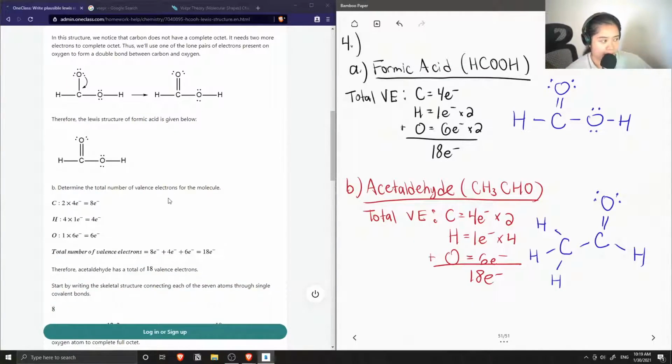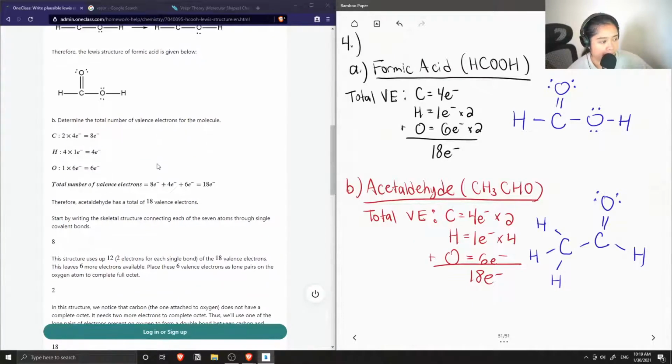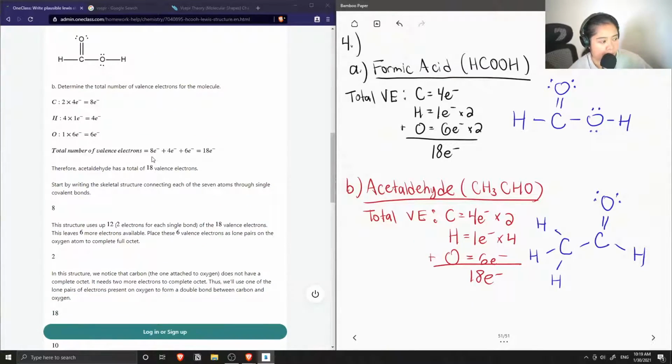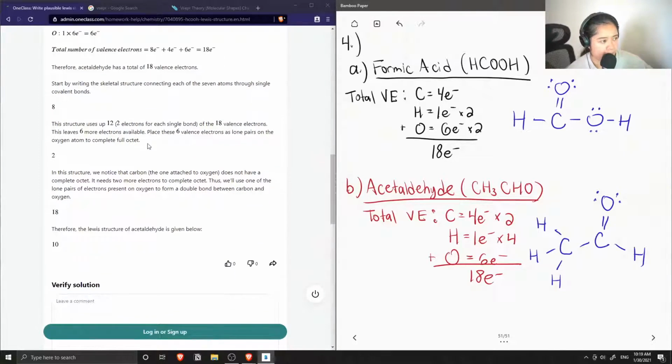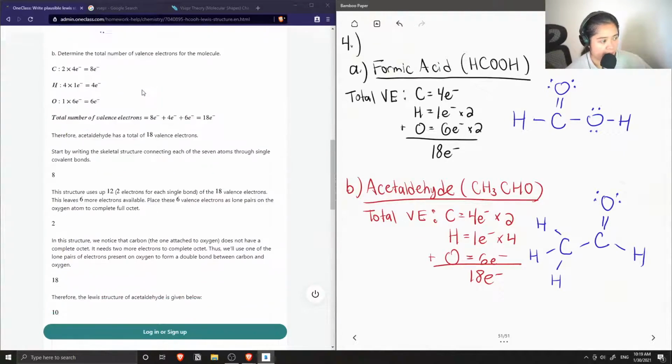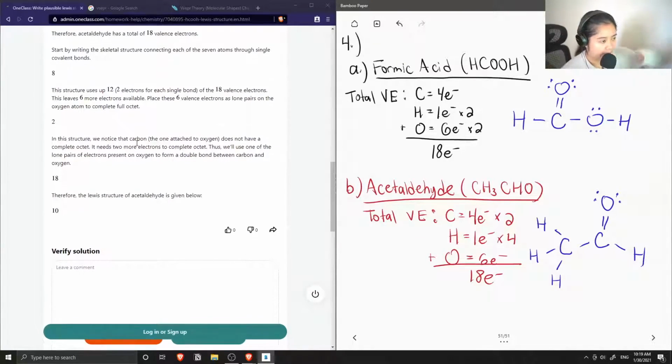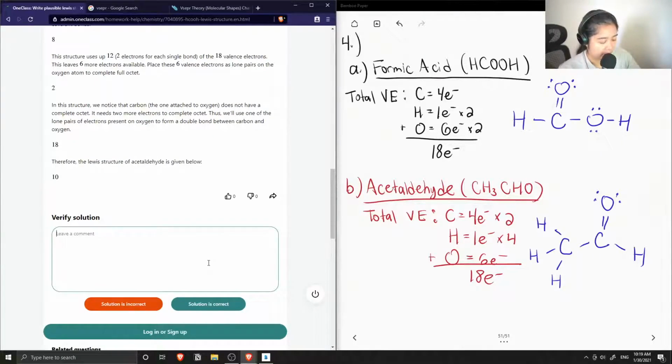Okay, so they got the same Lewis structure. And then for part B, they also got 18 electrons. And the skeletal structure doesn't seem to be showing up, but they still kind of explained correctly what the answer should be. So I'm just going to say this solution is correct. And then in brackets, there may be some issue in loading final answer.